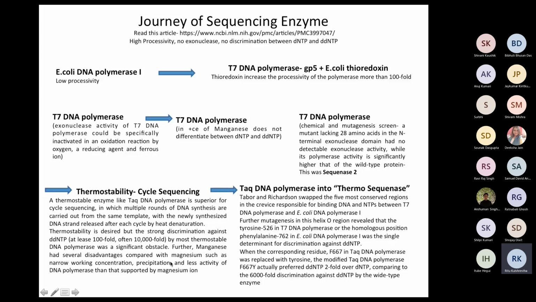So one thing was, okay, how about you add manganese, which they were initially doing here. Manganese, yes, it can be added, and definitely it improves the discrimination, means it shows less discrimination between dNTP and ddNTP. But it comes with its own disadvantages, in which it was seen that the working concentration was very narrow. It led to precipitation.